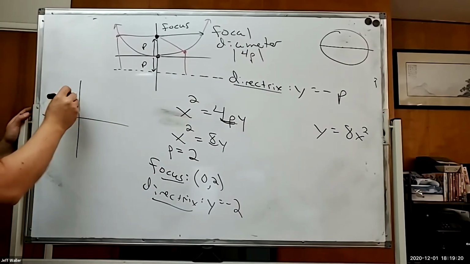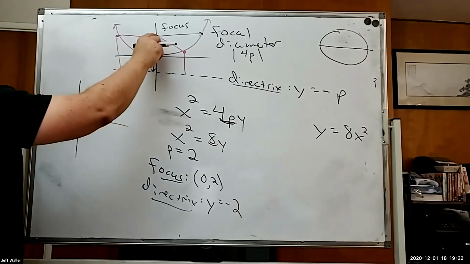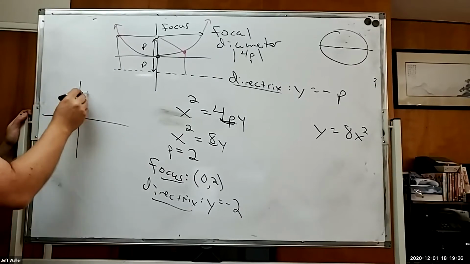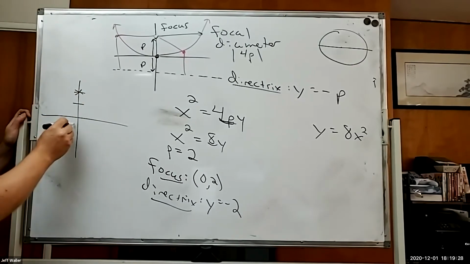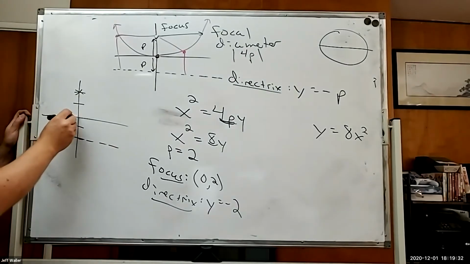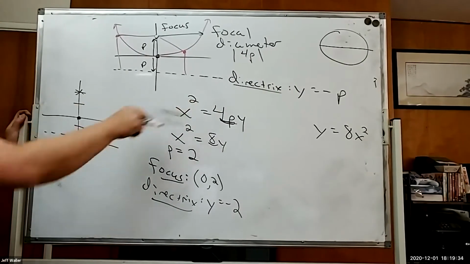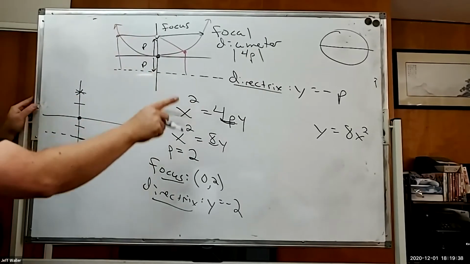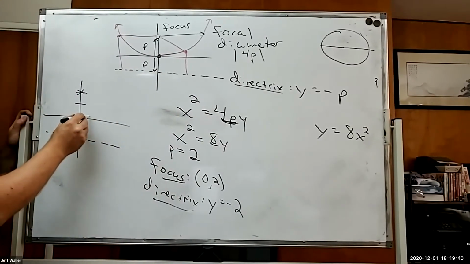So I know the focus, I really shouldn't make that a point. It's not a point in the graph, Jeff. The focus here is at (2, 0), and the directrix is at x = -2. I know it goes through (0, 0) because it's not shifted anywhere. I know the focal diameter is 8, meaning it goes 4 up.